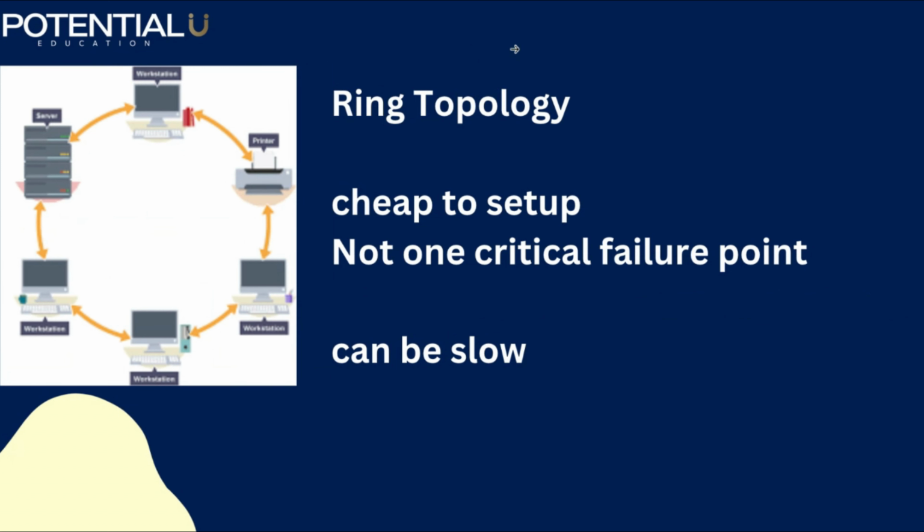So here we've got the ring topology, similar to the star in the fact that they're all connected indirectly. It's also quite cheap to set up, and there's not a single critical failure point like in the star. The only problem is it's a bit slower to get your data around. I mean, if you're here at the workstation, you need to access this server, you've got to go through the printer and the other one. Whereas in the star, you could have just gone straight across.